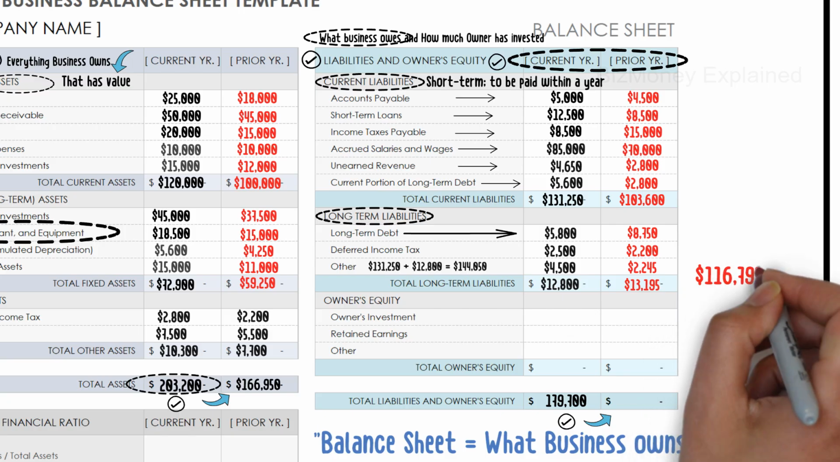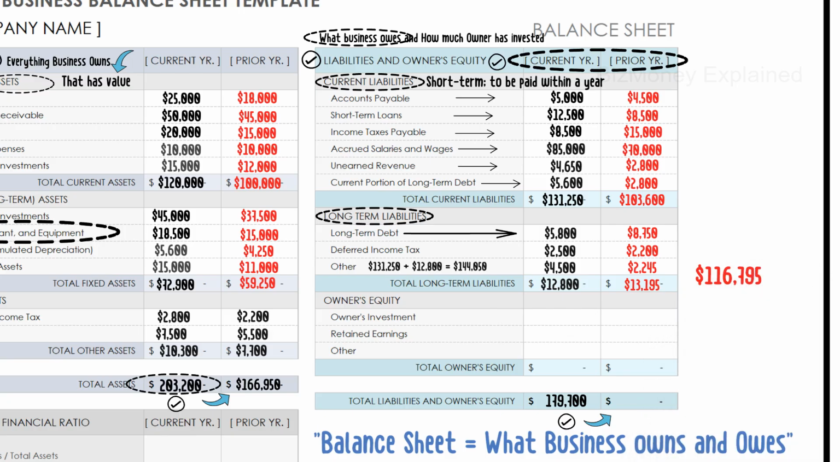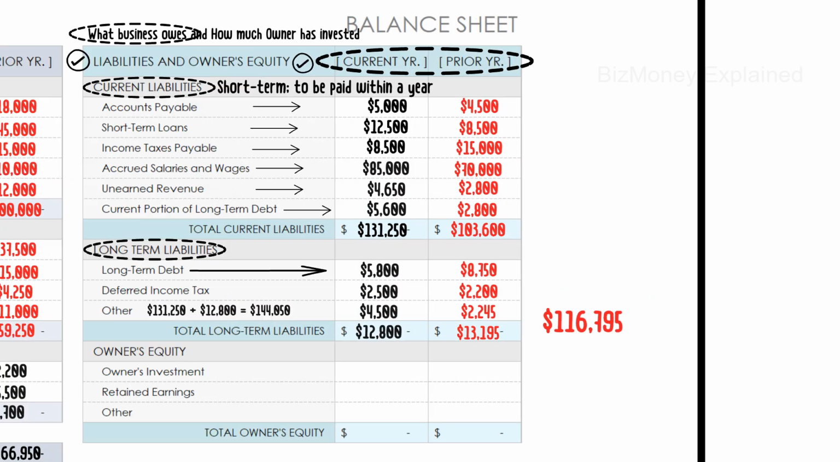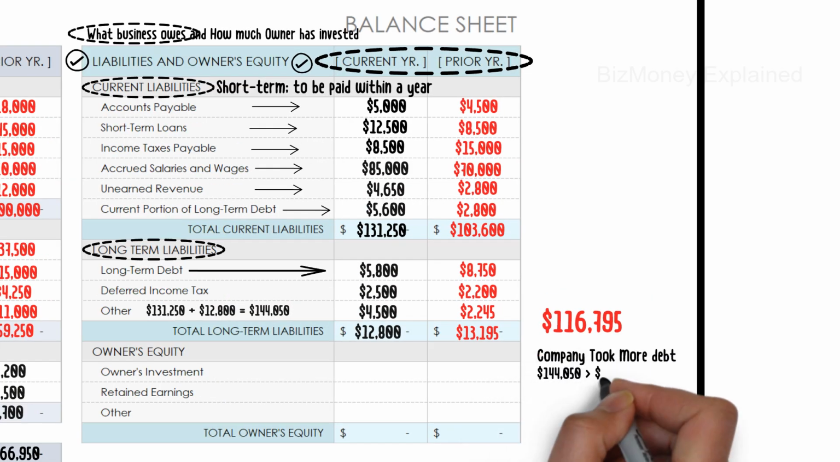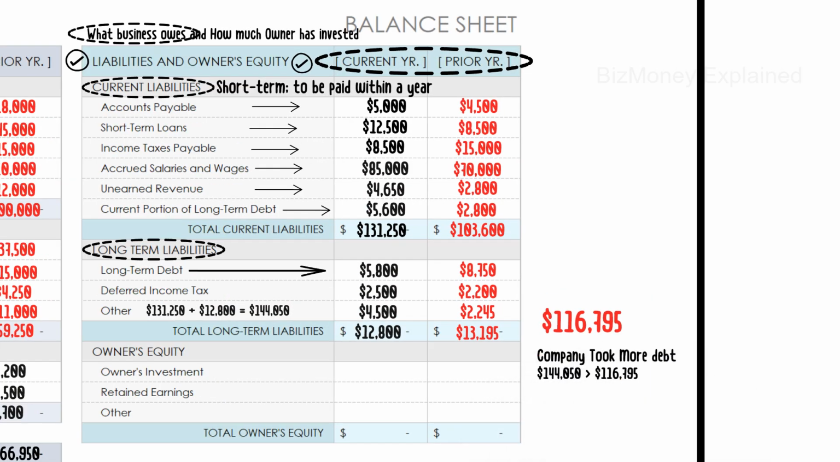Last year, liabilities were lower at $116,795. This means the company took on more debt this year, which could be for expansion, but we need to see if that debt is under control. That's why this balance sheet is important. It helps spot warning signs early.